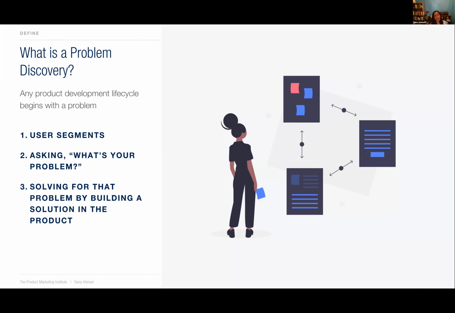And the third thing to do after you ask this question is then think about how you're going to solve for that problem that the user is having by building the solution inside the product. So if we're talking about technology, software as a service, like what is that feature enhancement going to look like, for example? Any questions here before I jump into the next one?